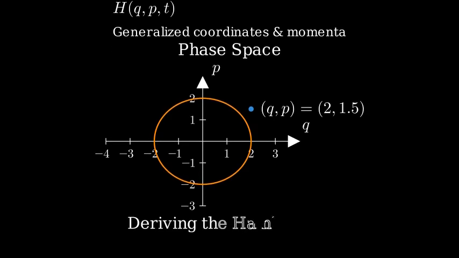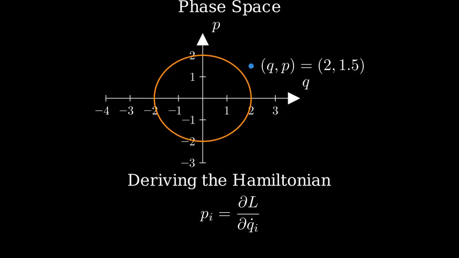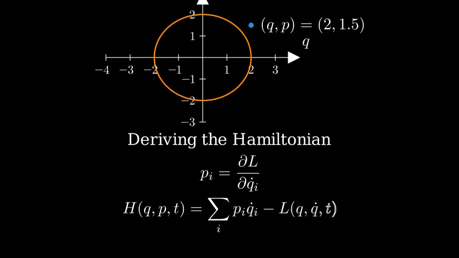To derive the Hamiltonian from the Lagrangian, we first define the generalized momentum p as the partial derivative of the Lagrangian with respect to the generalized velocity. Then, the Hamiltonian H is defined as the Legendre transform of the Lagrangian, which is given by the sum of the product of generalized velocities and momenta minus the Lagrangian.